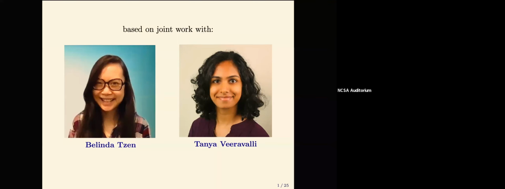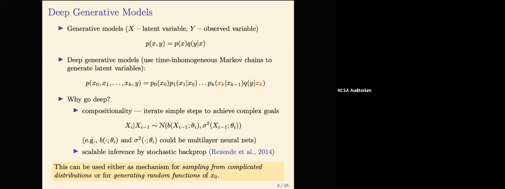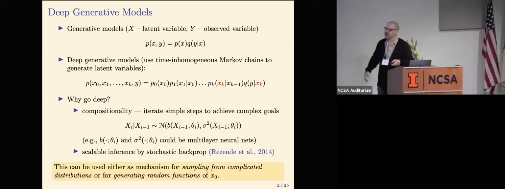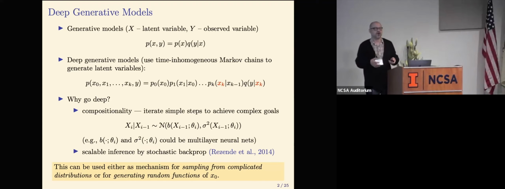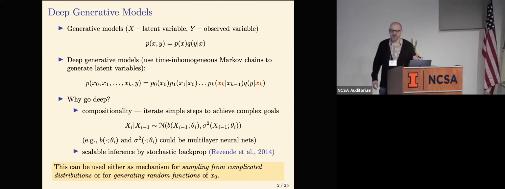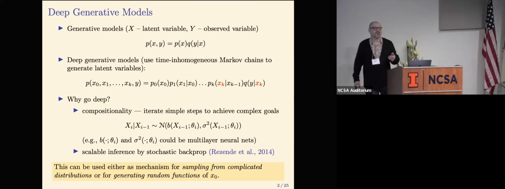So this is some generalities. So we all know this whole message about generative models, but just to set the stage, when we talk about a generative model, we typically have in mind some latent object and some visible or observed object Y, and the generative model specifies their joint distribution. But then, of course, we talk about deep generative models. What do we mean by that?